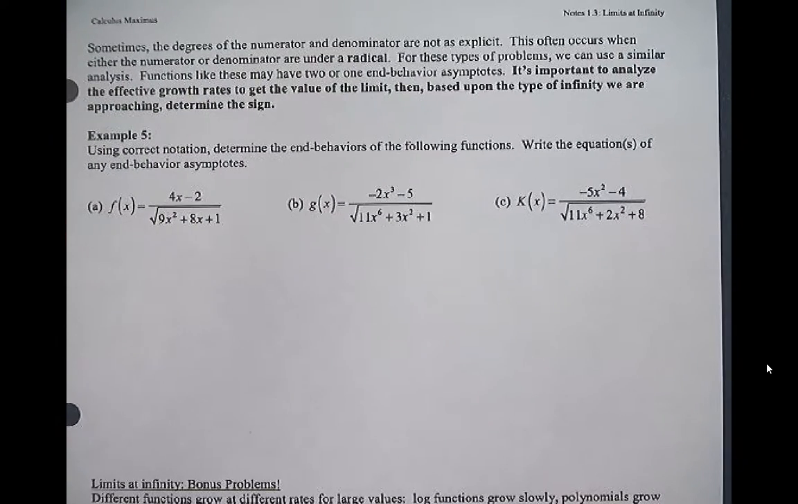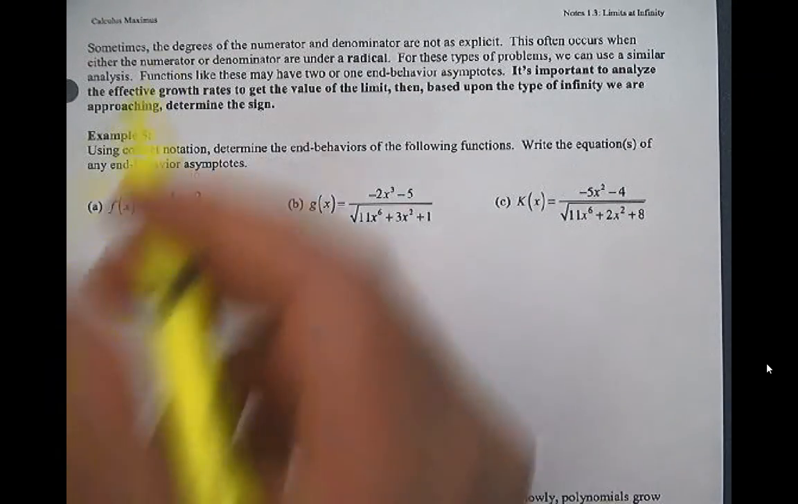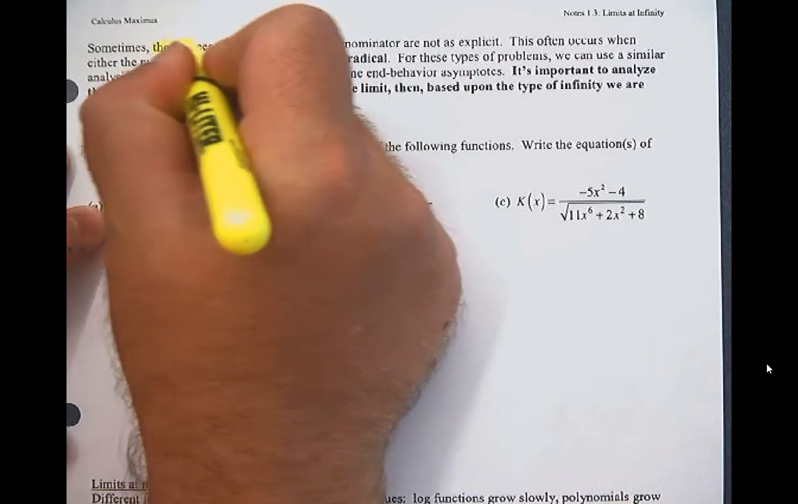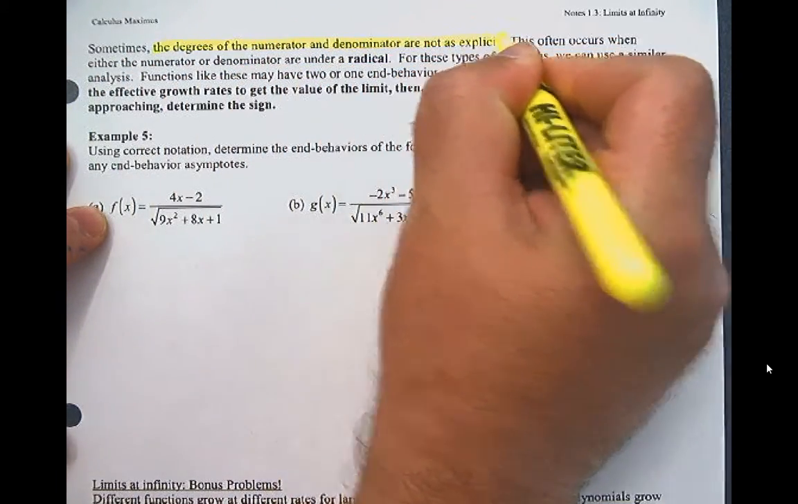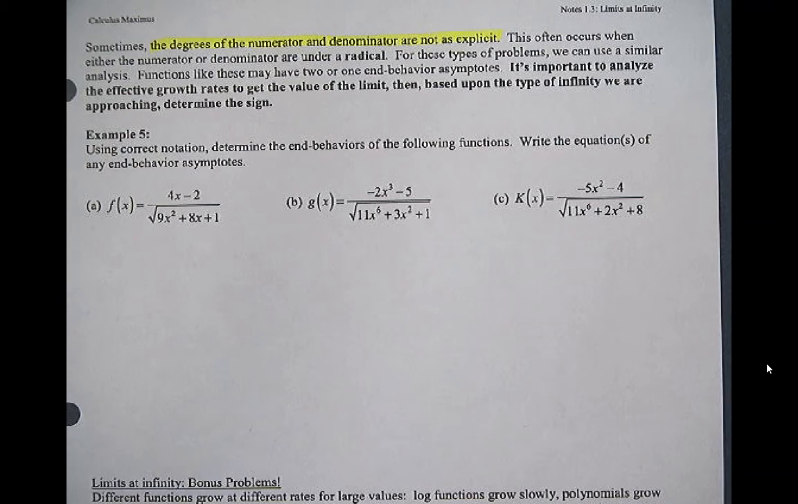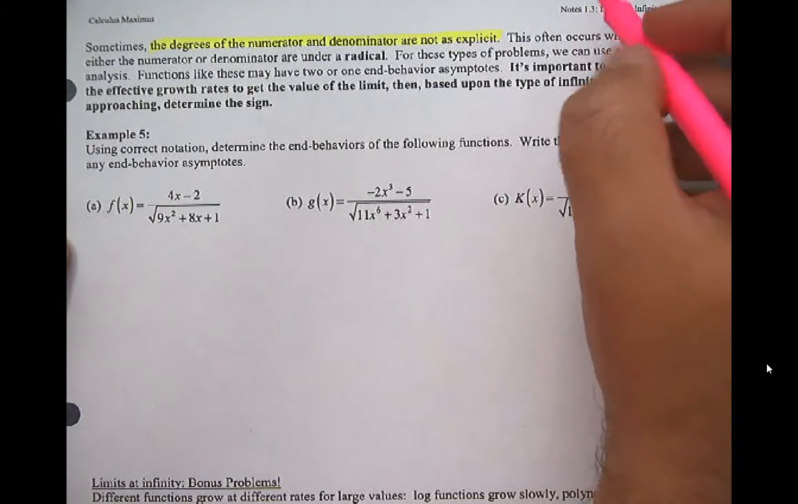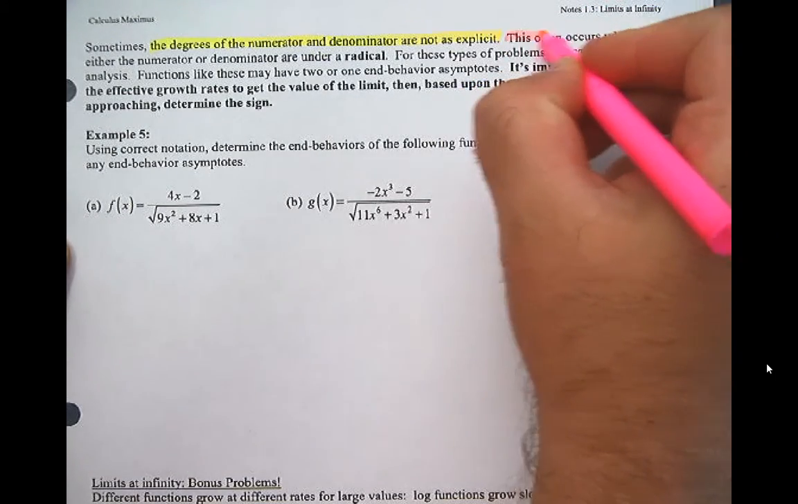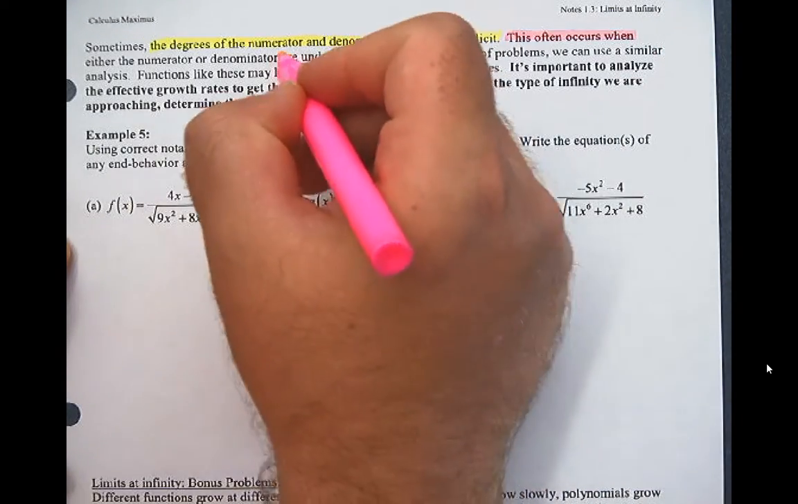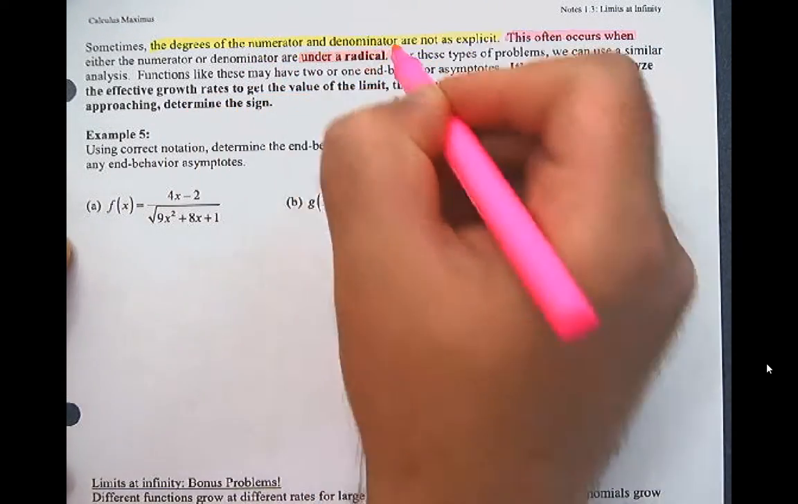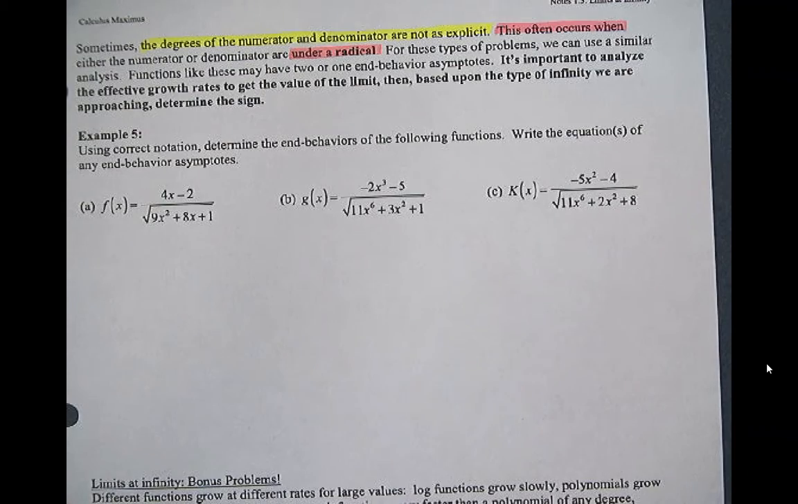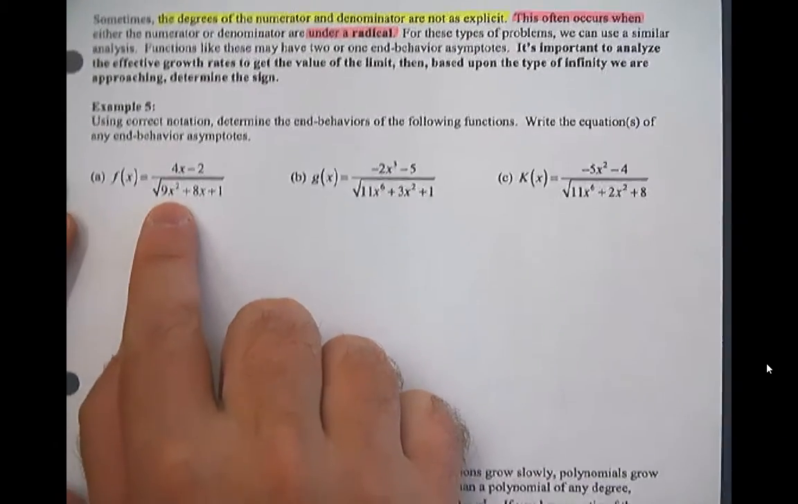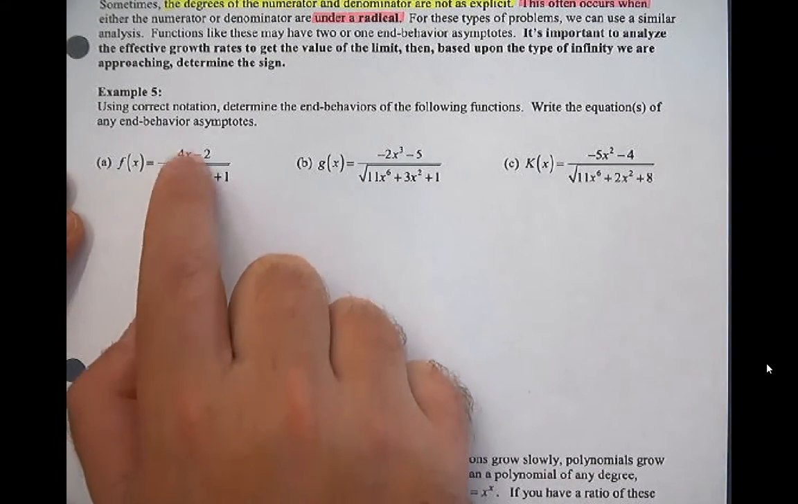All right, so moving on to the next part. Sometimes they can be a little sneaky about how they give us a function. So the degrees of the numerator and denominator are not explicit. This often occurs when the function is under a radical. So in other words, it's sometimes a little tough to see how this graph behaves.